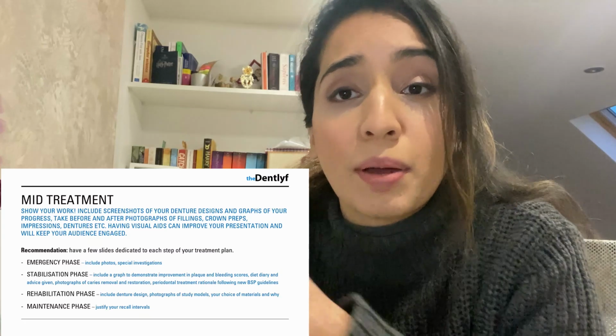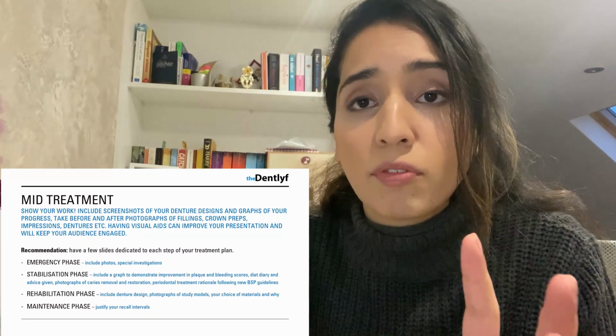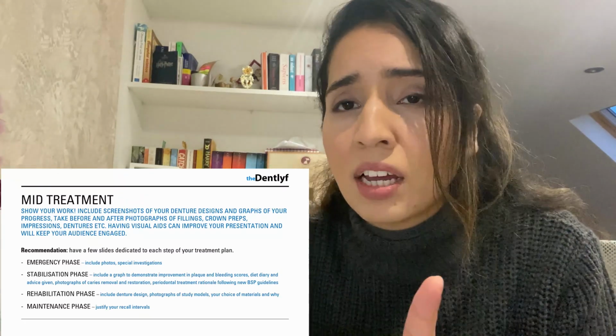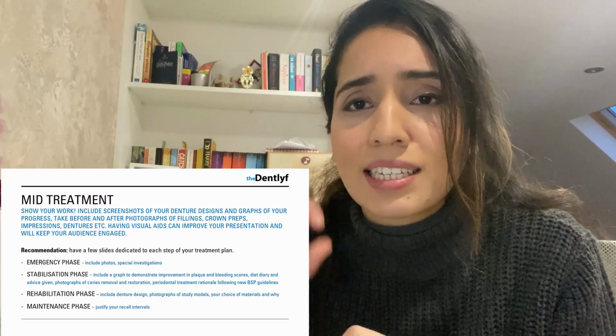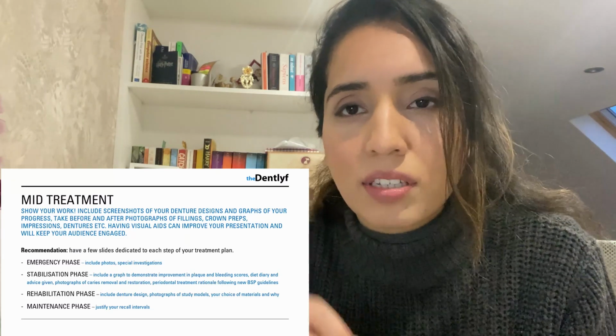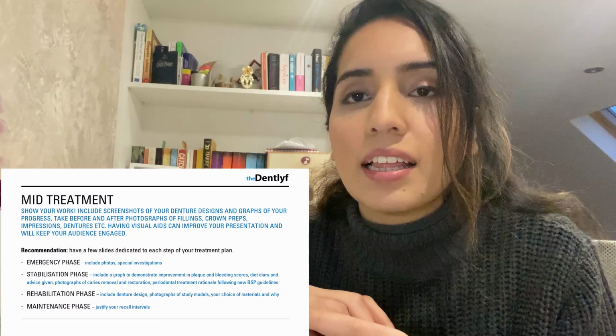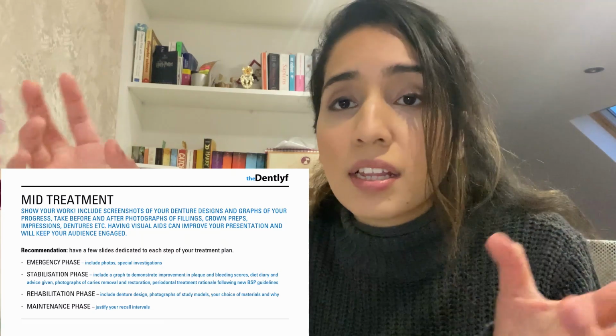I would split it up into the emergency phase. So for example, you have a radiograph, you can see the patient's tooth has got a periapical radiolucency, it's about to pop out, it's extruded, all of that. And then you talk about the special investigations you did and then how you treated that.